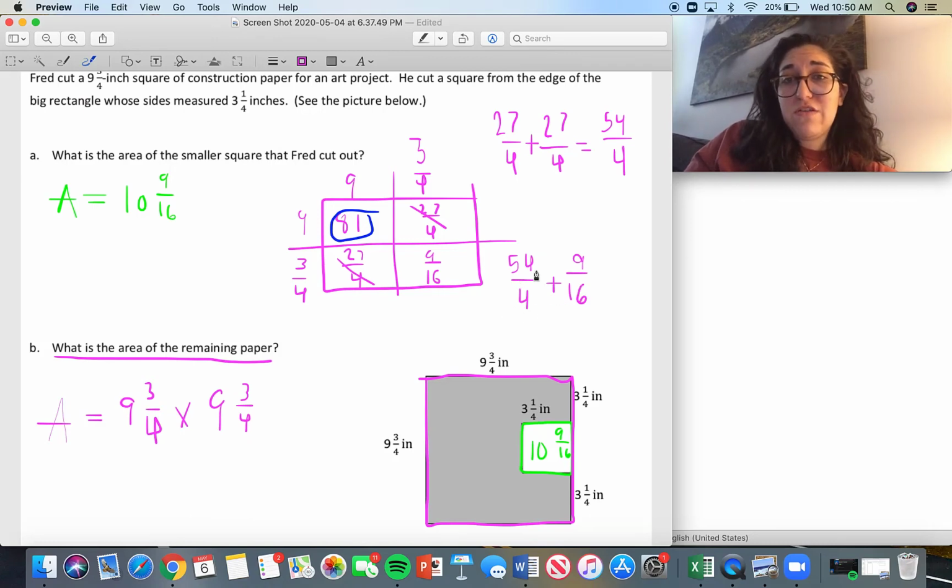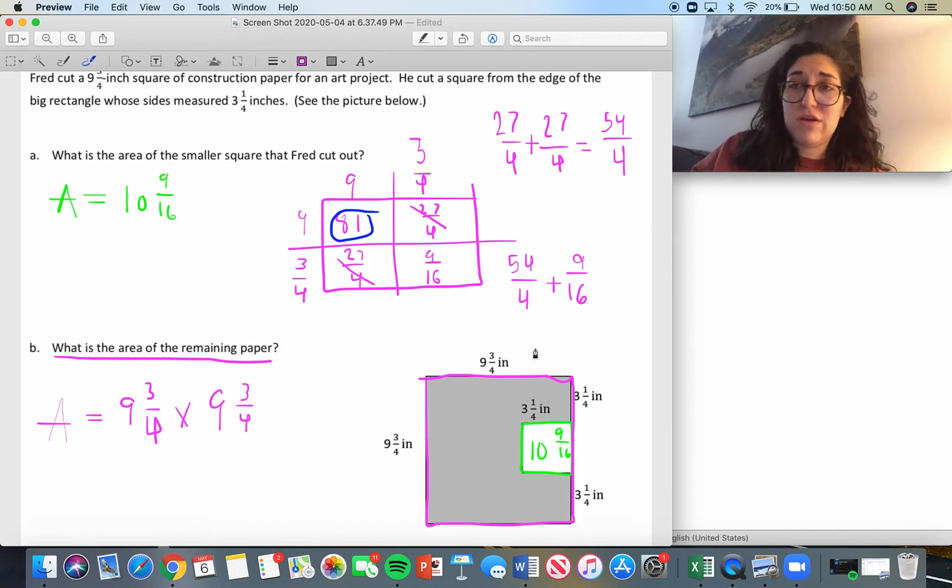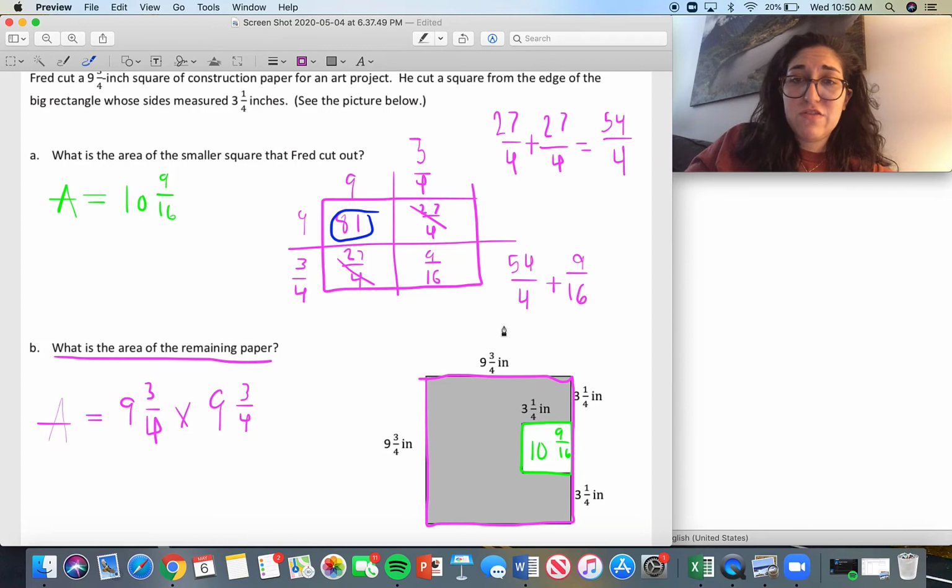And when I do this, again, because I have 4 into 16, we talked about this actually during part A, so you can go back and find out, but I'm going to turn my 4 into 16ths by multiplying it by 4. That way I have the same denominator. And then 54, I have to do 54 times 4.